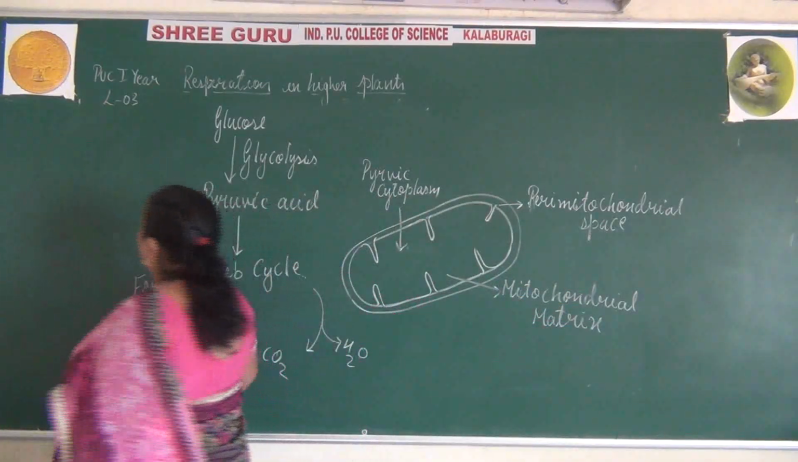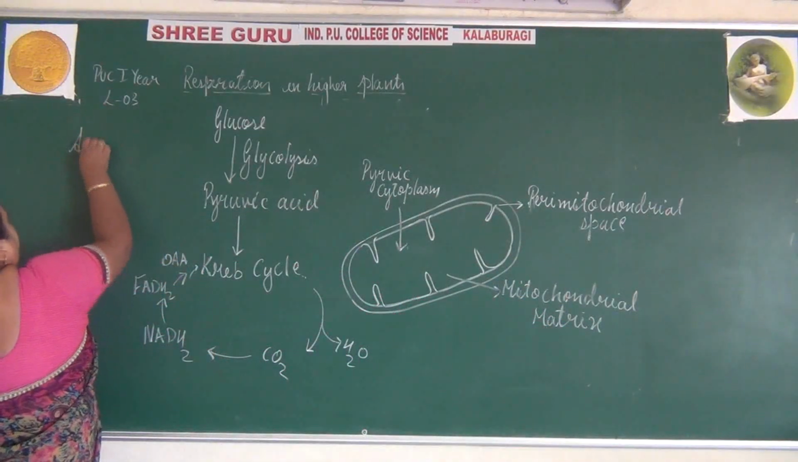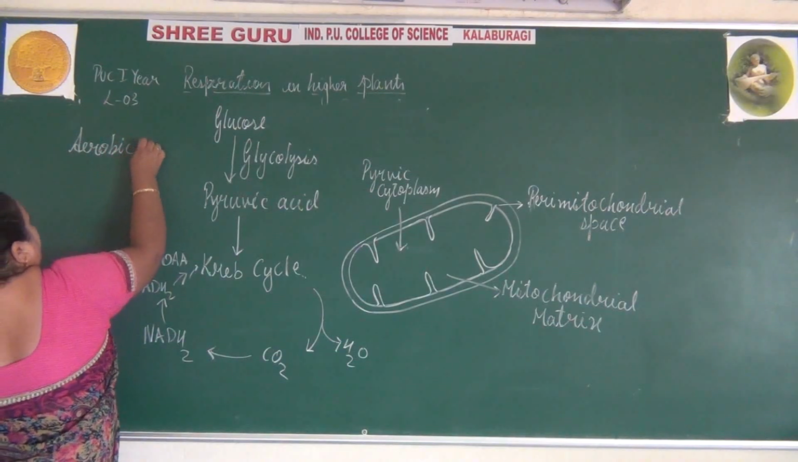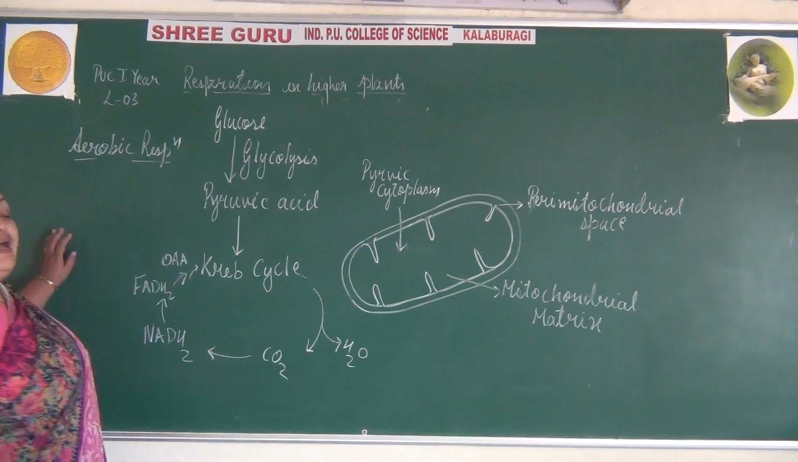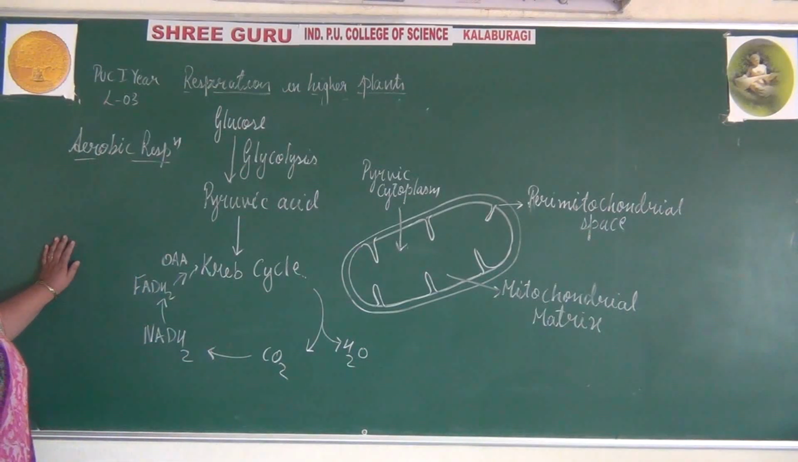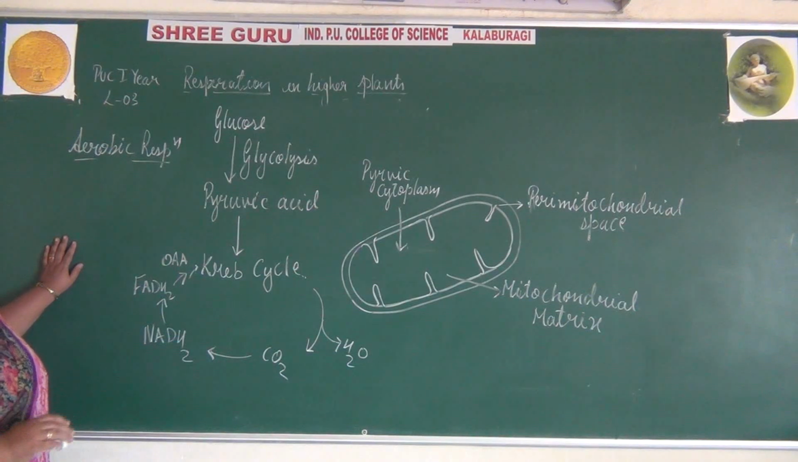So, as a part of aerobic respiration. Aerobic respiration, as defined earlier, is a type of respiration which occurs in the presence of oxygen, where the food gets oxidized to release a reasonable amount of energy, or the 36 ATP molecules, that is equivalent to 686 kilocalories of energy.